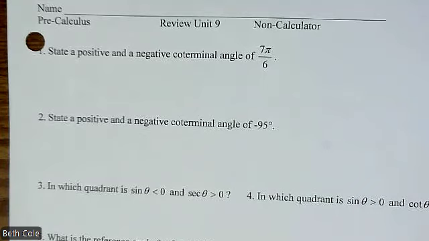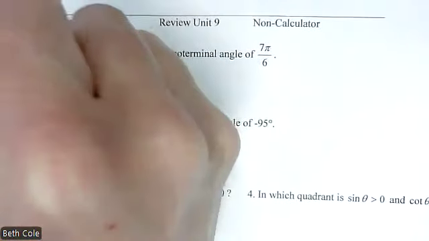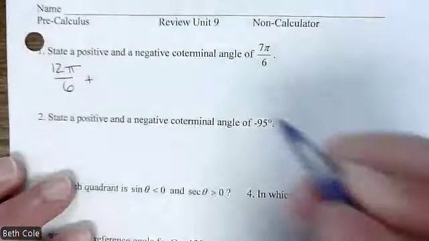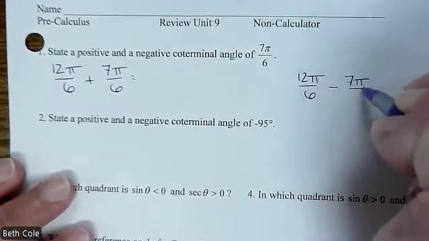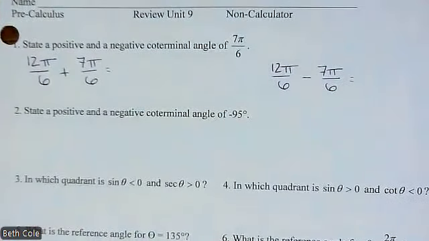So you did this on your quiz. State a positive and negative coterminal angle for 7 pi over 6. So you're going to add a rotation and subtract a rotation. What is the whole way around in radians? Yeah, good. So 2 pi, which would be 12/6. So you're going to take 12/6 and add it, and then you're going to take 12/6 and subtract it. And just for the subtraction one, throw a negative in front of your answer to indicate that you went backwards.